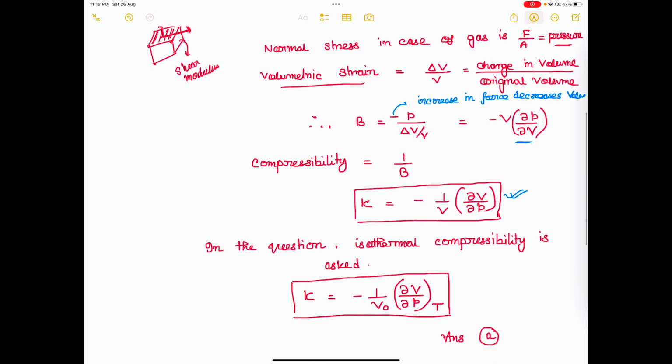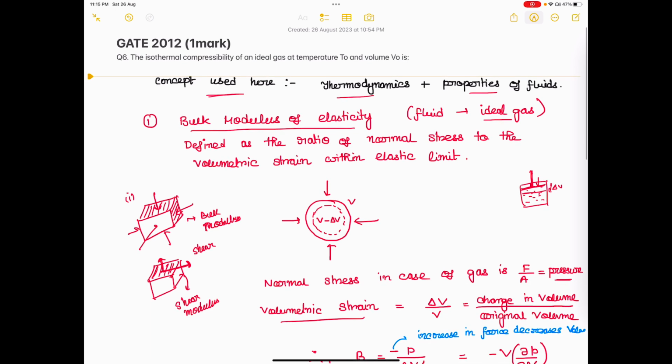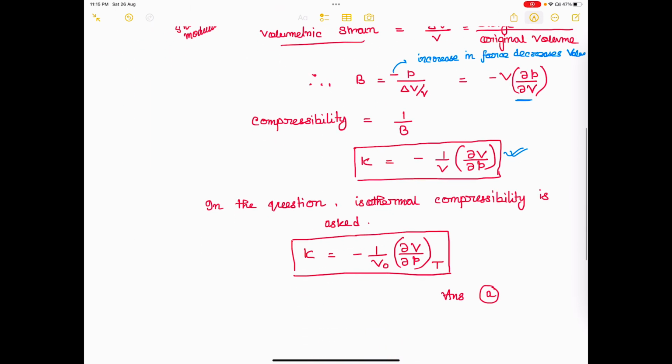But in this question, there are certain terms and terminologies which are used, that is V naught and T naught. They have mentioned isothermal compressibility. Isothermal means at constant temperature. So this bulk modulus or the reciprocal of this bulk modulus at constant temperature is given by minus 1 by V naught delta V by delta P.